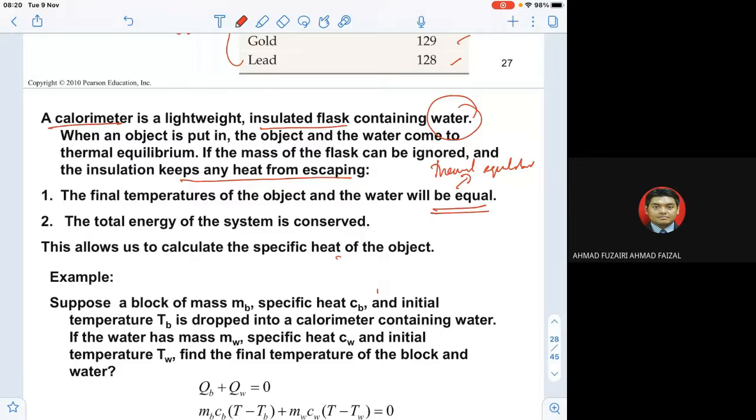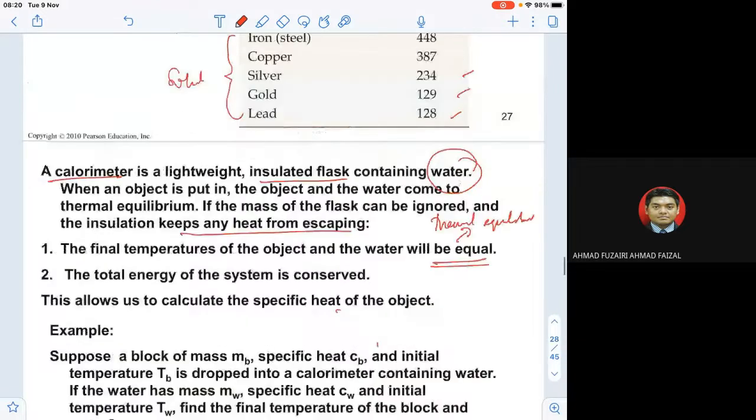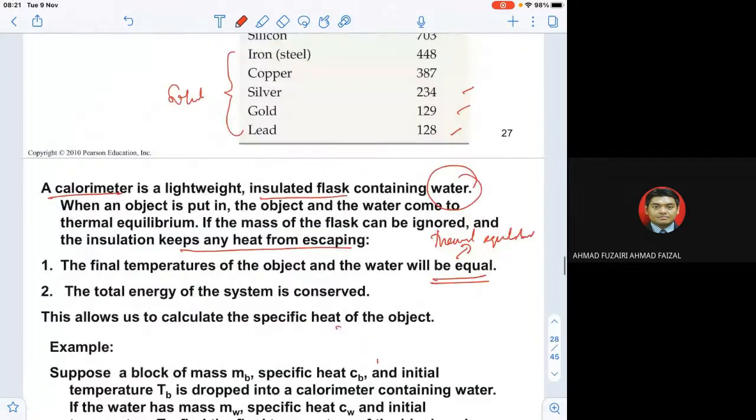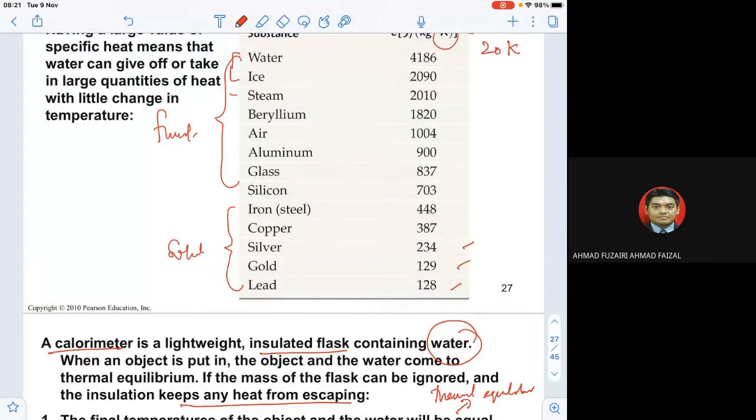The total energy of the system is conserved. Let me share some thoughts on the calorimeter. Basically, in the calorimeter, we take some metal, for example. Let's say this is your calorimeter. I will show you.